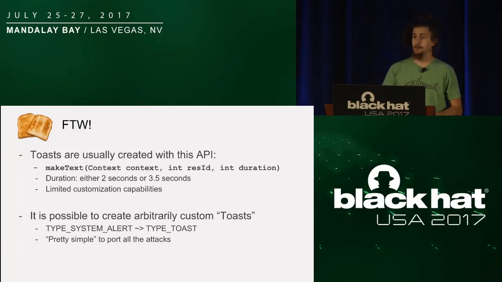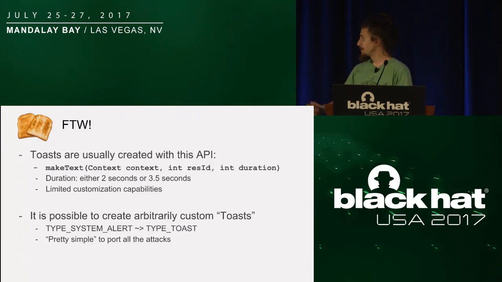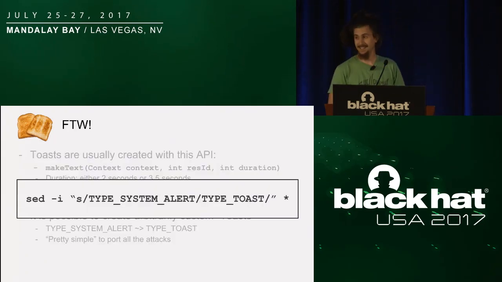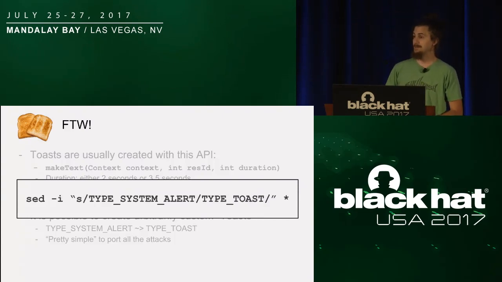What we found is that it's actually possible to create custom toasts by using exactly the same API that you would use to create these system overlays. So you have this window manager, add view, and things like this. And it's actually pretty simple to port the current proof of concept to use toast. And when I say pretty simple, I actually mean it. You literally substitute the string with type toast, and the attack works out of the box.